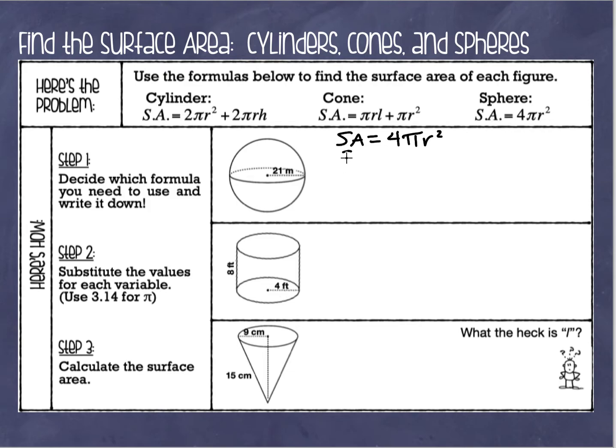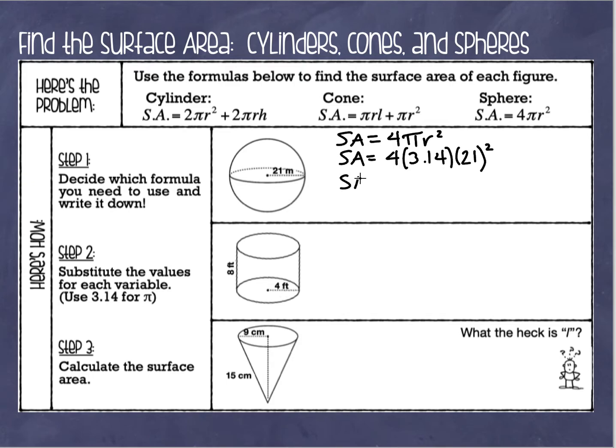All right, now what I'm going to do is plug in all the values. So 4 just stays the same. Pi is 3.14, right? It told us right here to use 3.14 for pi. The radius is the distance halfway through a circle. In this case, it is 21. And we're going to put that to the second power because that's part of our formula.